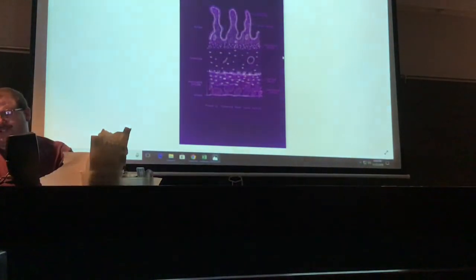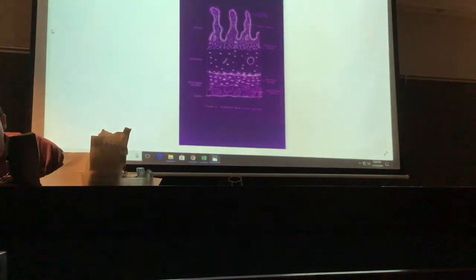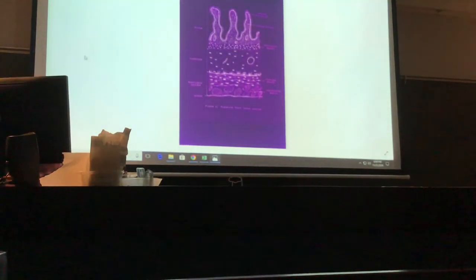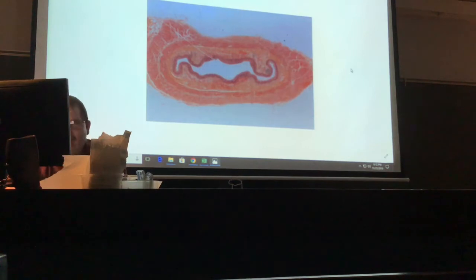Starting out here with just this kind of sort of generic look at what the digestive tract wall is, and it should be fairly familiar. We have four major sections. We have a section called the mucosa, a section called the submucosa, a section called the muscularis, and then a section called the serosa. We're not really going to talk about the oral cavity.